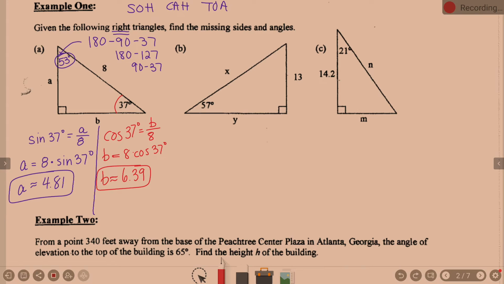I tend to go with the given angle just because I am confident in my 37 degrees. I know I didn't mess anything up there. There's always a slim chance I messed up the subtraction on the 53. So you could do this other ways. This is not the only way to get the correct answers. So if you go back and try it and say, okay, well, for B, I did the sine of 53 degrees is B over 8, you get the same answer. Okay, ready for part B?